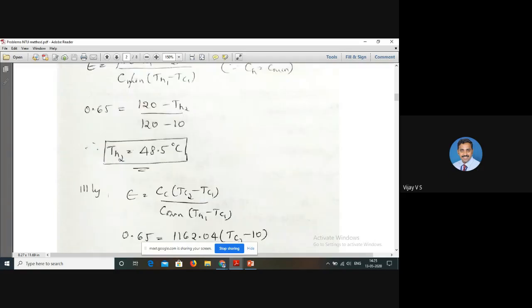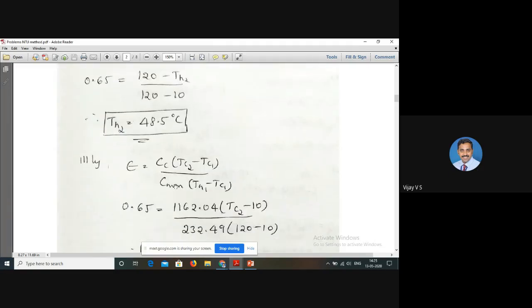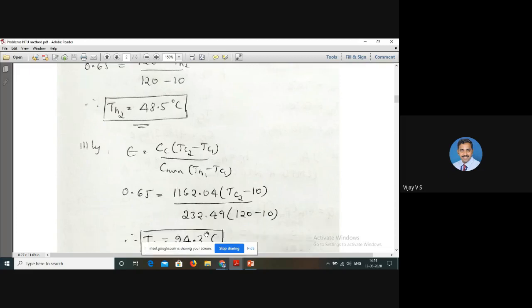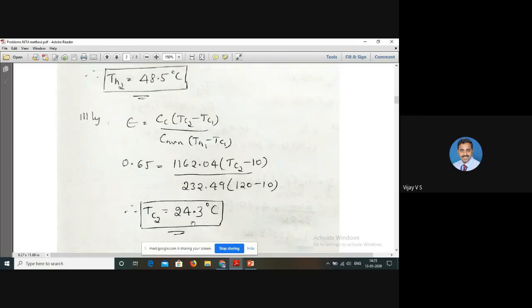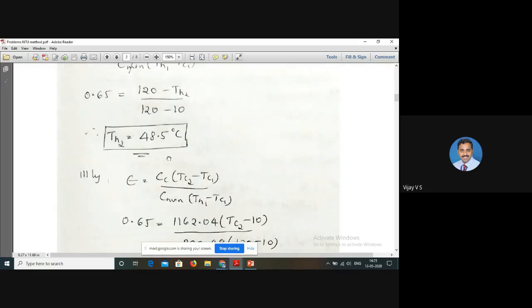Similarly, use the second formula now. Here in the second formula, the CC value is already known, 1162.04. C minimum is CH. This will not cancel. Please remember that, sometimes you will make this mistake. Here CC is not C minimum, CC is C max. So write this CC value, I know 0.65, TC1 I know, so I can find out TC2. So the outlet temperature of the cold fluid is 24.3, and for the hot fluid it is 48.5.